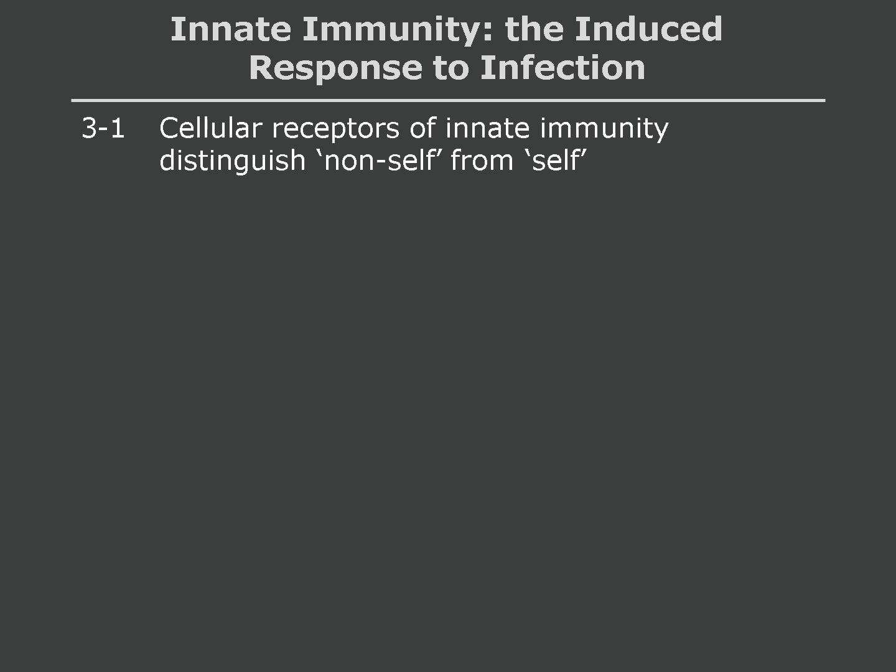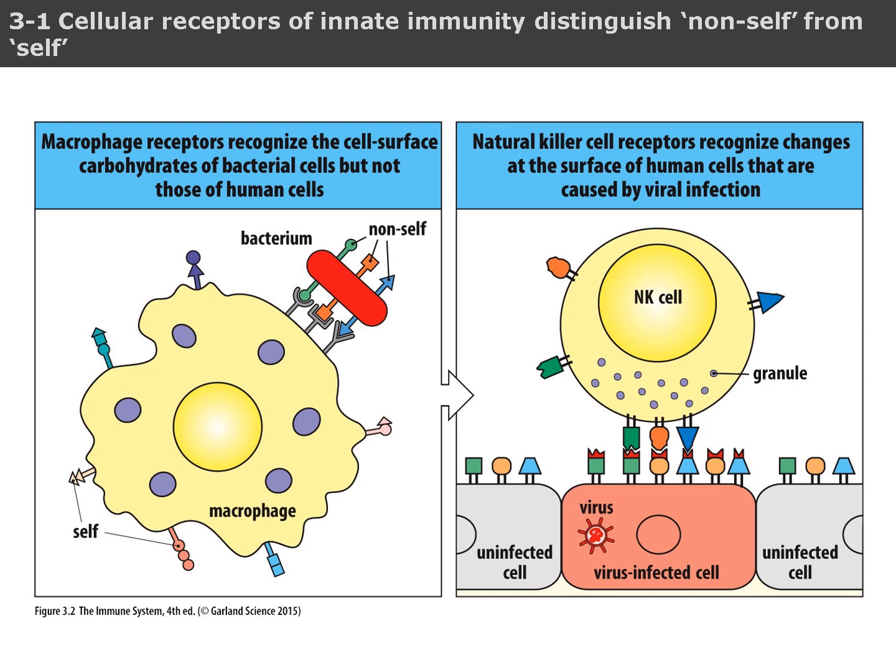Cellular receptors of innate immunity distinguish non-self from self. This image illustrates how the innate immune system differentiates between self and non-self using specialized cellular receptors on immune cells. On the left side, a macrophage is shown recognizing a bacterium. The macrophage's surface is covered with receptors that identify specific carbohydrate patterns unique to bacterial cells.